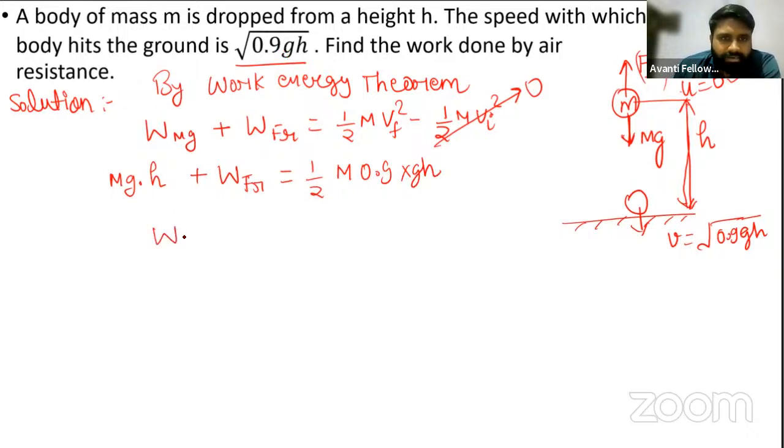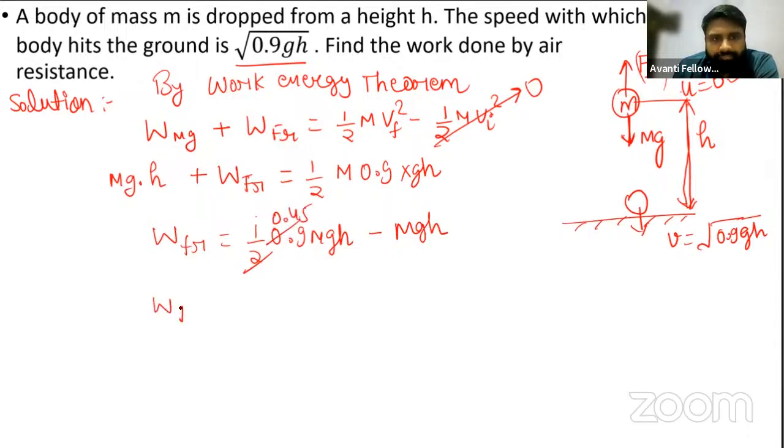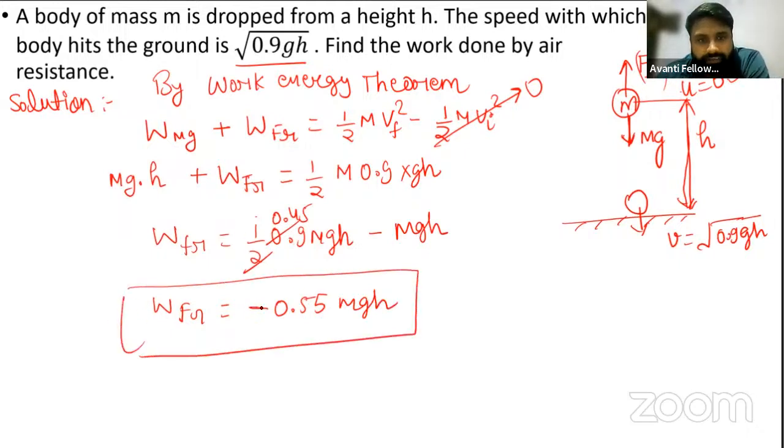Now, work done by friction is equal to 1 by 2 times 0.9 mgh minus mgh. It will become 0.45, and finally you will have the value of work done by friction as minus 0.55 mgh. This minus sign indicates that the work done is negative, which means the force is acting opposite to the displacement. And you can see in the figure also.